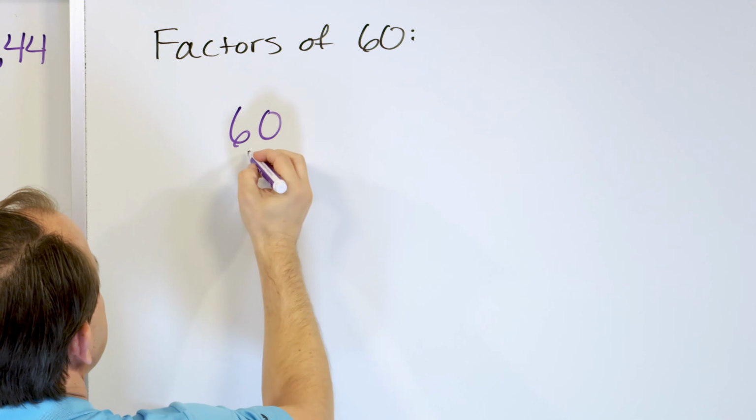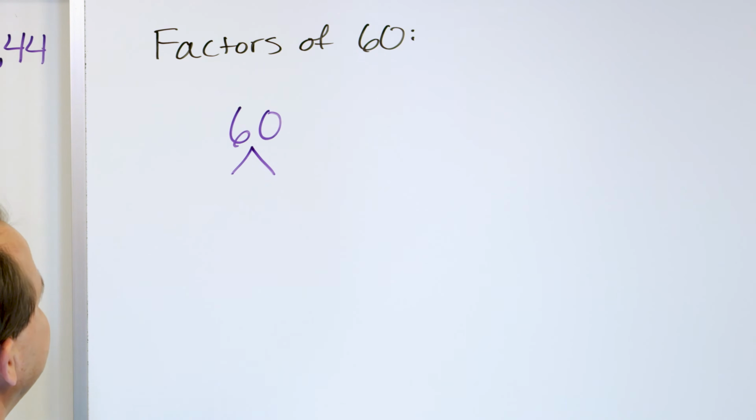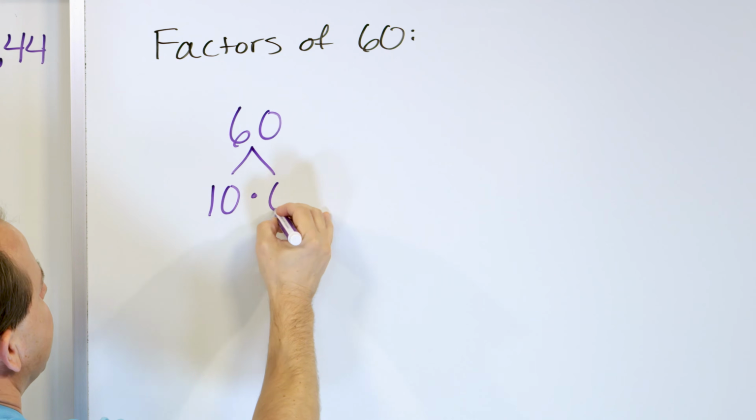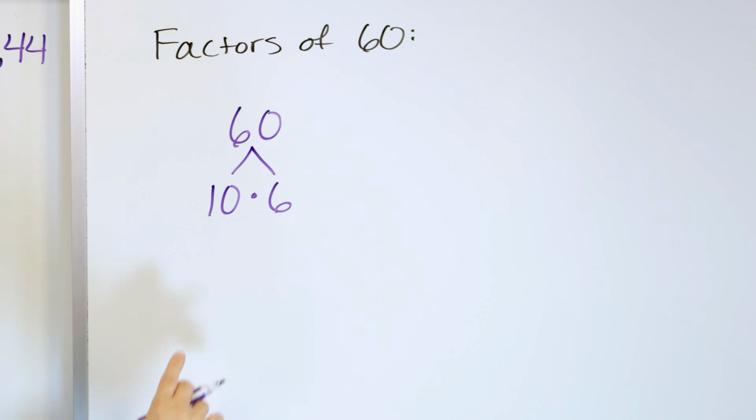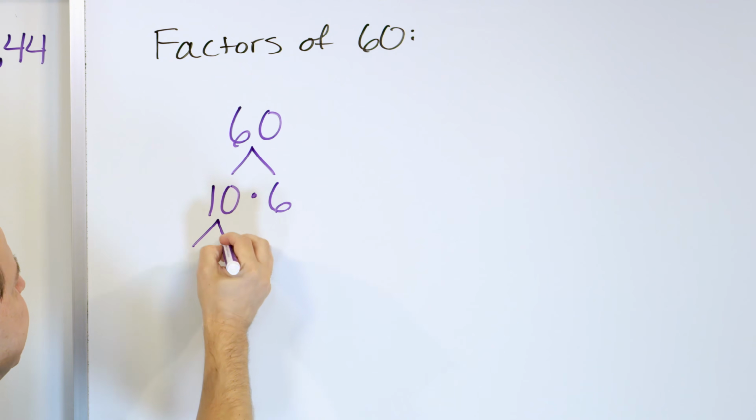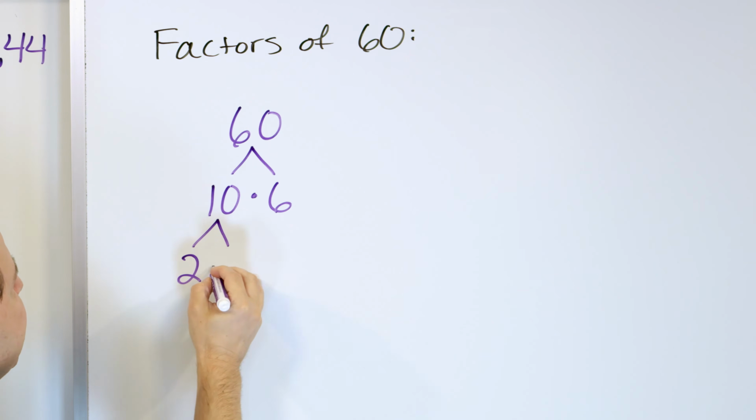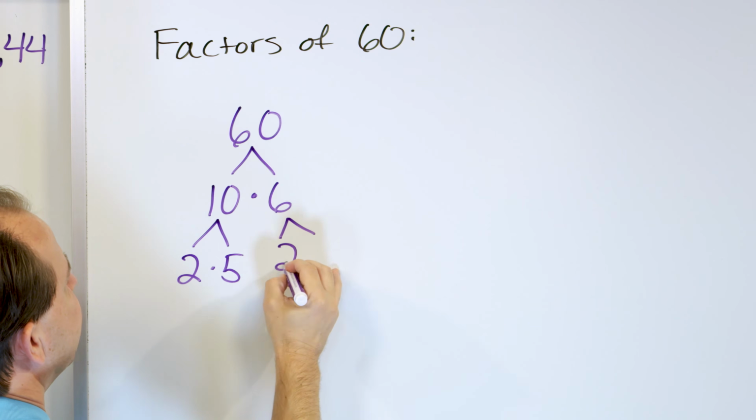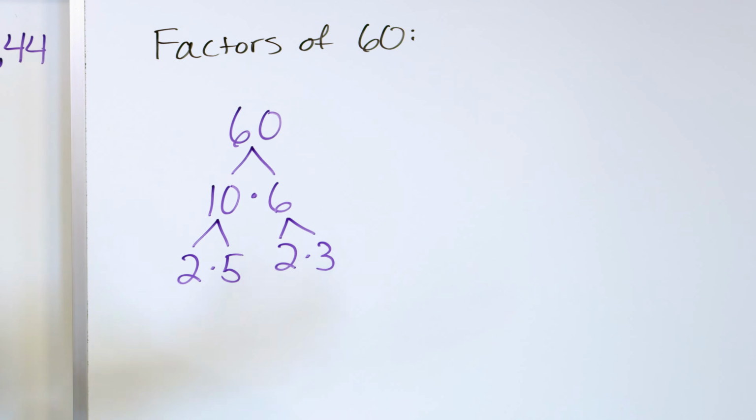Here's 60. You can put anything you want under here. Let's just do the easiest thing. 10 times 6 is 60. So let's put a 10 times 6. Now under this side, I can further break this down into anything I want. I'm going to pick 2 times 5. That's 10. And then over here, 6, I can write as 2 times 3. Now the tree is basically done.